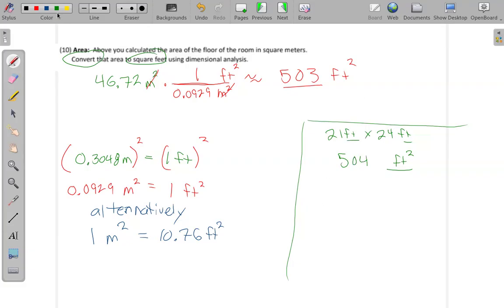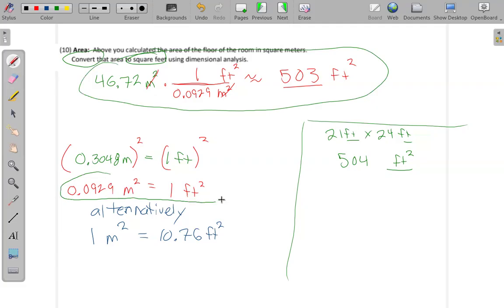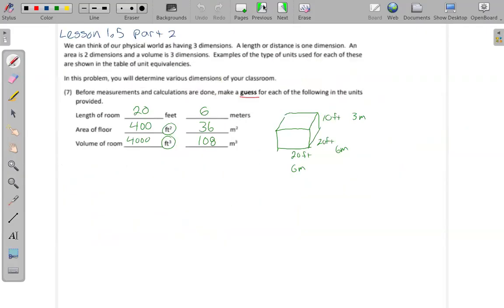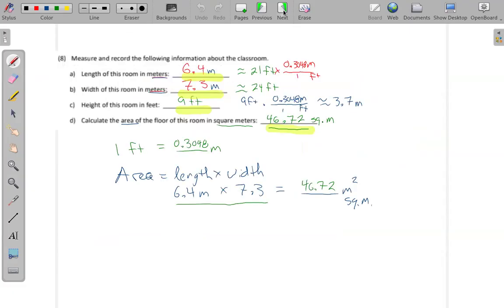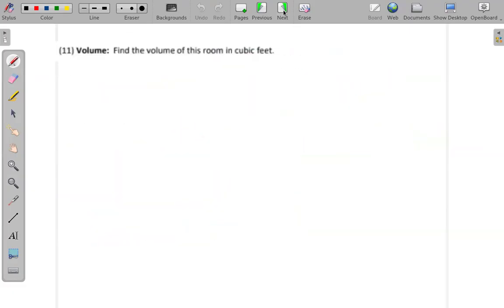All right, but this is what I was asked to do here. And in order to make this calculation right here, I had to create a conversion between meters squared and feet squared. And to make that, I had to create a conversion from feet to meters that wasn't already in my table. All right, what do we got next?